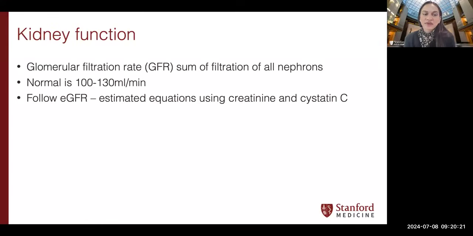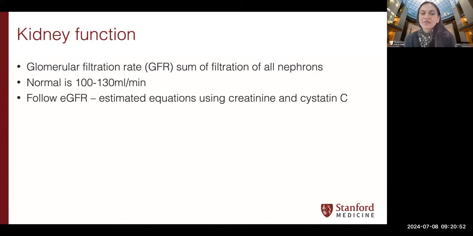To evaluate kidney function, we look at the glomerular filtration rate, which is the sum of filtration of all those nephrons I was talking about. Normal is about 100 to 130 mils per minute. The only way to directly measure this is by inulin, and that can't really be measured that well. So we calculate an estimated GFR using equations, which I could do a whole other lecture on, with creatinine. There's also a molecule called cystatin C.